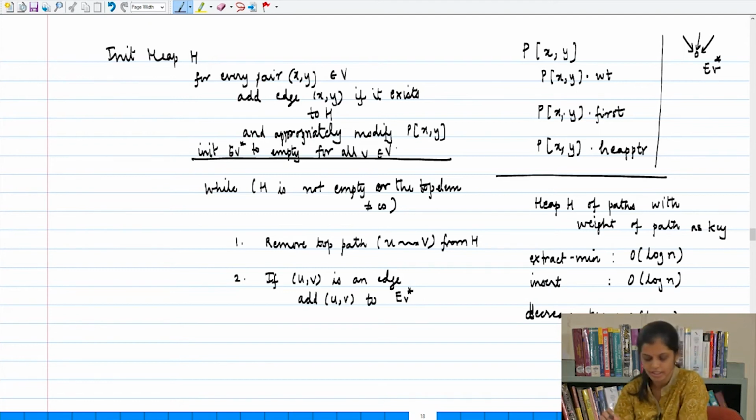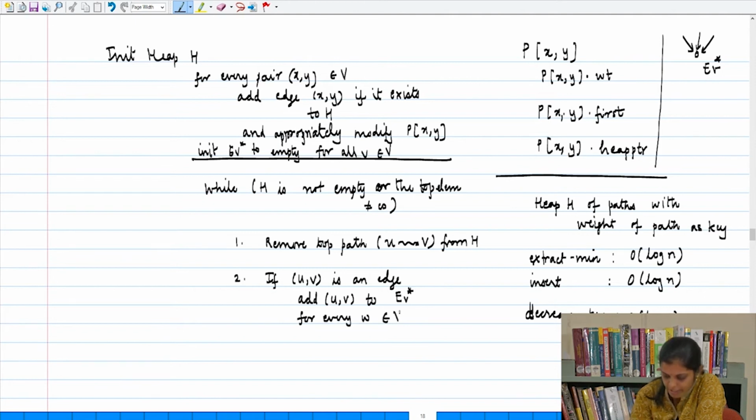This is one initialization step, and my claim is that if I discover an edge uv, I will claim that it is an optimal edge. I will prove this, and I will add it to E_v star. Then what I will do is exactly what Dijkstra's algorithm does. For every w belonging to the vertex set V, I will do what we wrote as relax, but I will just write this as update(u, v, w), and I will write this procedure update.